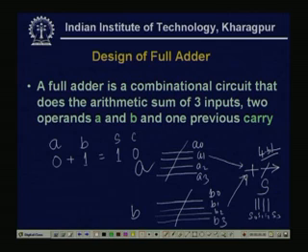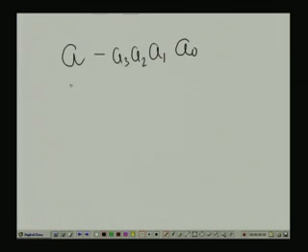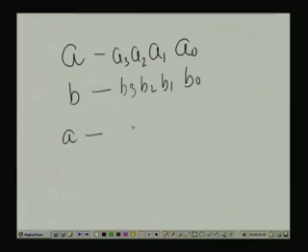Now, in this case actually the half adder will not be sufficient, because if we take one example, see my A is 4 bit, A0, A1, A2, A3. Actually, we should write in different order, LSB first, A0, A1, A2, A3. Similarly, the B is B0, B1, B2, B3. Say I am taking some values. Say A is 0, 1, 0, 1. Say my B is 1, 1, 1, 0.